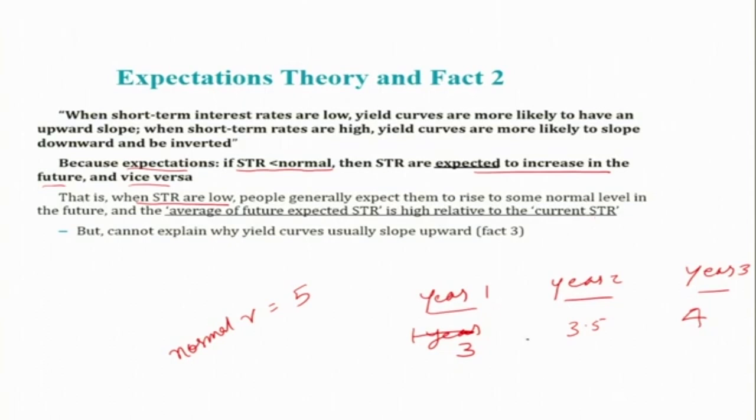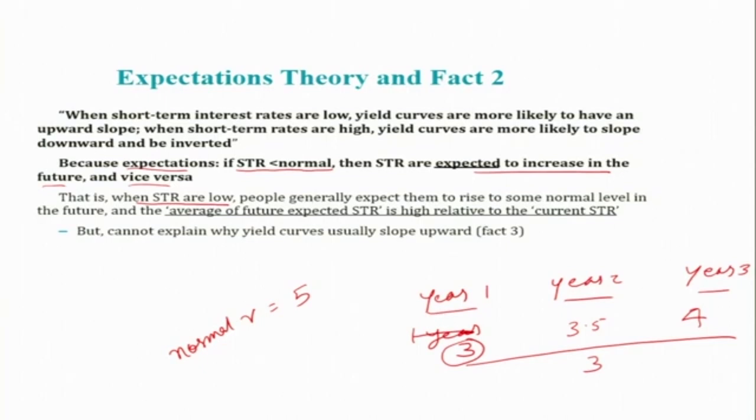Because we have already seen the average of this one, taking the average, for example, here 3, you can see that in this case, if you take the average of this one, this is obviously greater than the current year. So, that means you are having an upward sloping yield curve here.